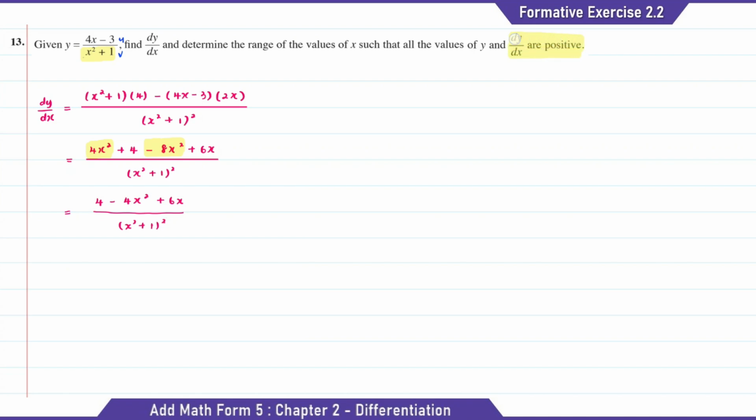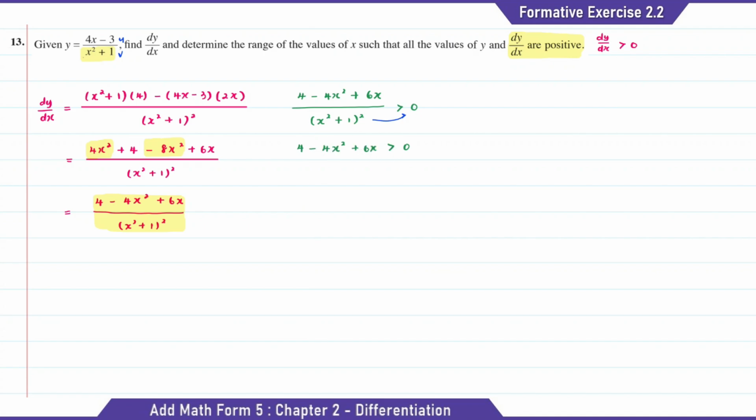So here dy/dx is positive. This means dy/dx is greater than 0. Therefore, this part is greater than 0. To find the range of values of x, move the denominator to the right hand side. This will be greater than 0, as anything multiplied by 0 is 0.